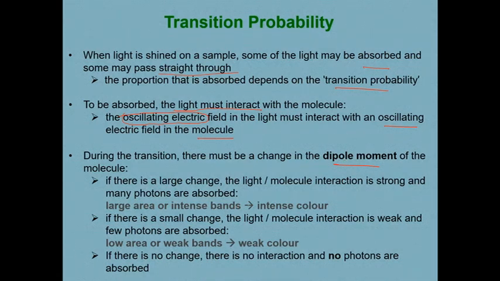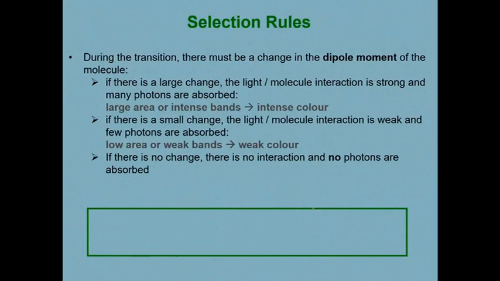So large area means intense bands and intense color, low area means weak bands and weak color. And this, I think, we have to skip.